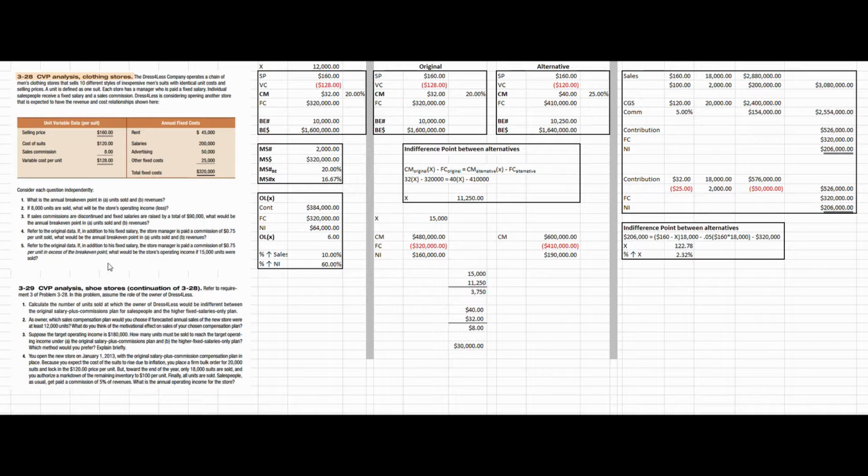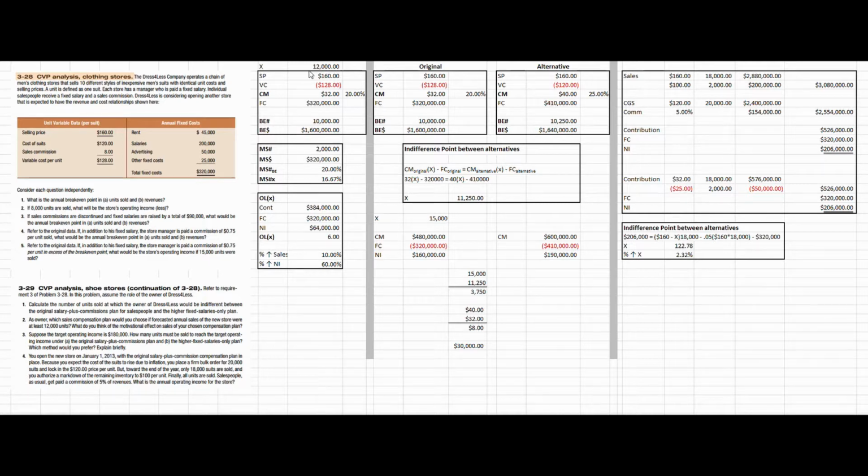Okay, let's take a look at the next question here. Number 5, refer to the original data. If in addition to the original salary, the sales manager is paid a commission of 75 cents per unit in excess of the break-even point, what would be the operating income if 1,500 units were sold?